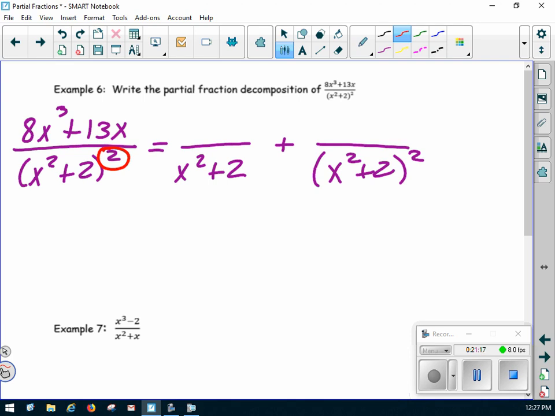Degree? Because what's the degree of this? Quadratic, so the numerator is linear, ax plus b. Good. Now, the factor here still is x squared plus 2. Quadratic. Numerator must again be linear. The fact that it's squared doesn't matter.